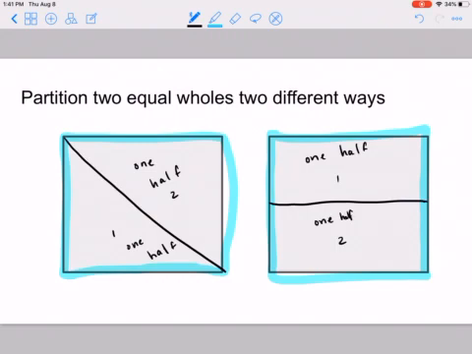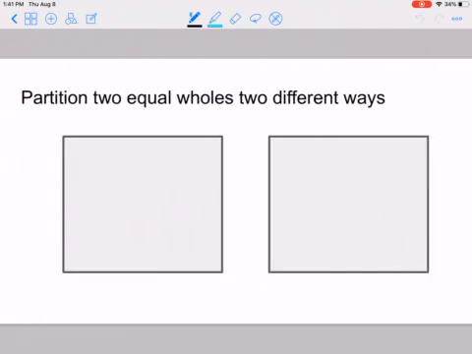Okay. Let's look at this one. We're going to partition these rectangles into two different ways. Let's use fourths this time. So for fourths, we can partition into 4 equal pieces. That's the size of each piece. I'm going to go down and across. So there's 1, 2, 3, 4 pieces.